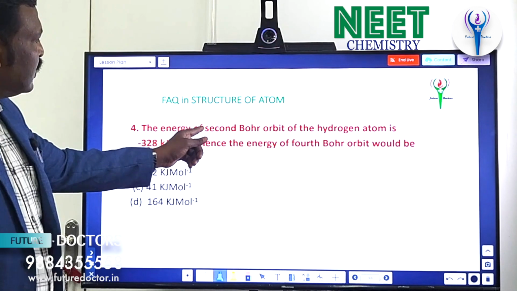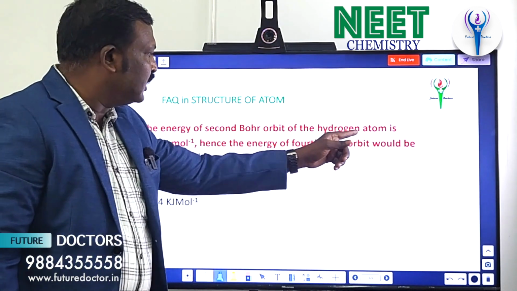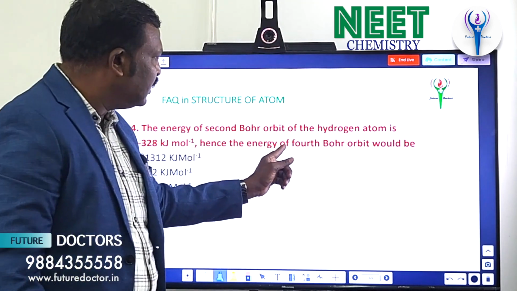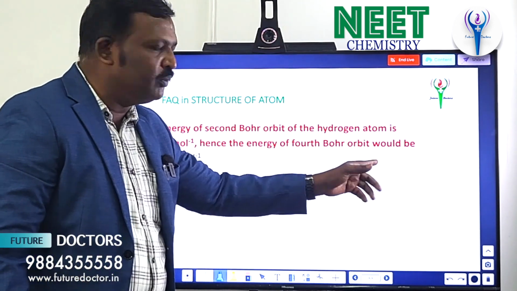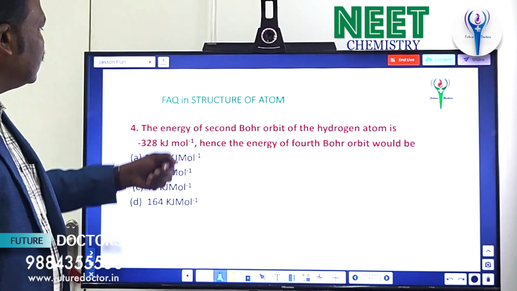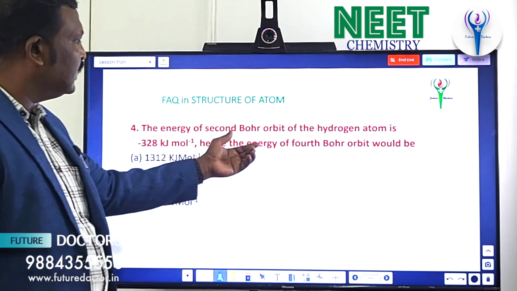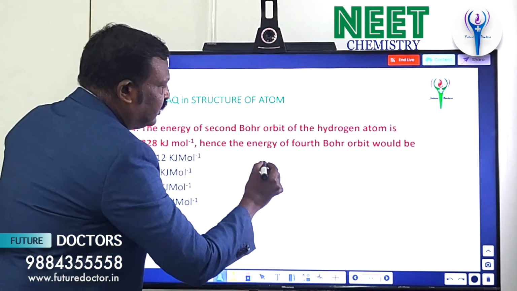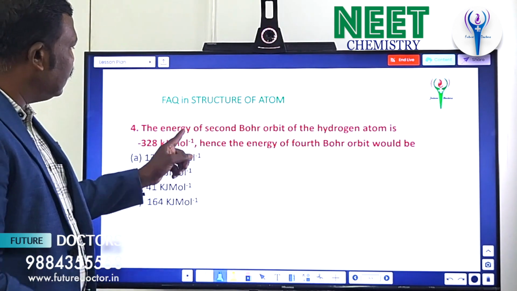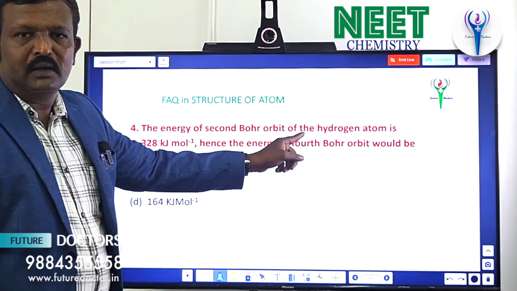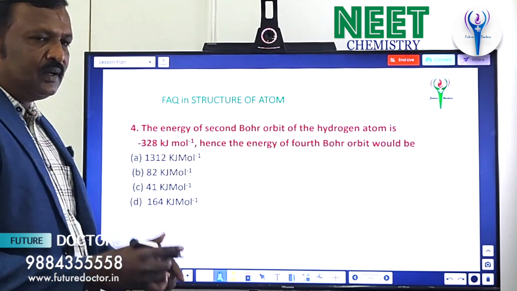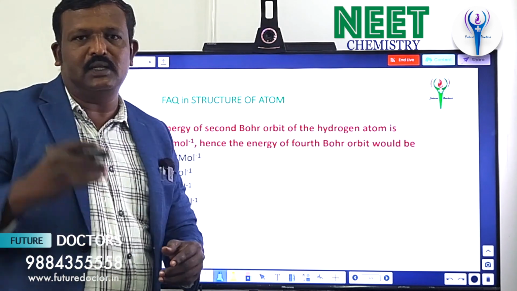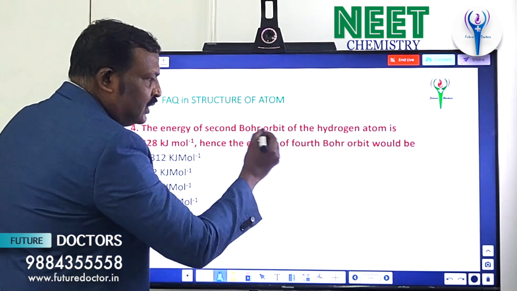The energy of the second Bohr orbit of the hydrogen atom is minus 328 kilojoule per mole. Hence, the energy of the fourth Bohr orbit would be? So the energy of the second orbit is given. They are asking to find the energy of the fourth orbit. Understood? Here you must know the relation between energy and orbit number. When the orbit number increases, the energy decreases. So they are inversely proportional.